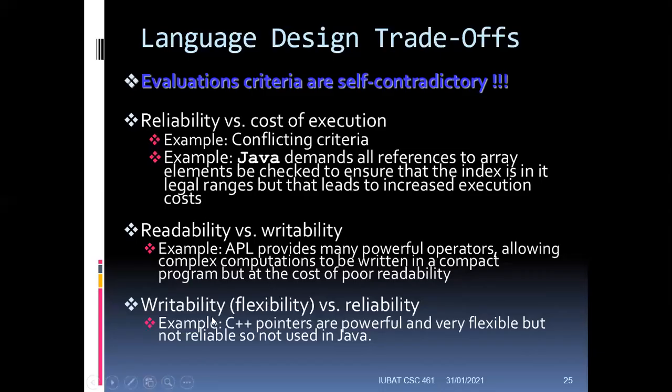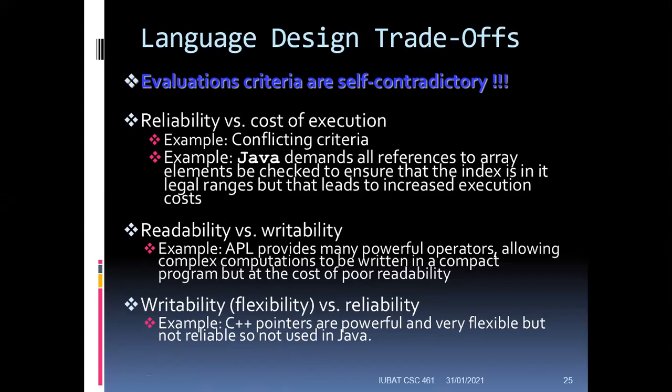Then you have writability and reliability. So how is this exactly related to the first one? For example, in C++, pointers are very powerful and flexible, but they are actually not reliable. And sometimes we don't even use pointers in Java. So with some features we also face this type of problem, that they are supported by one programming language or not supported by another programming language.